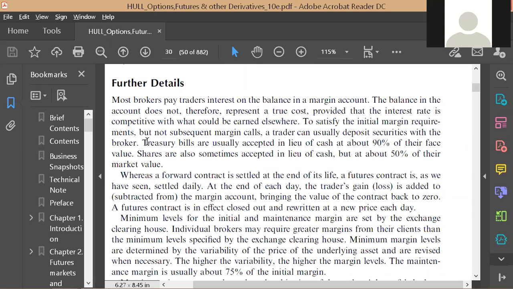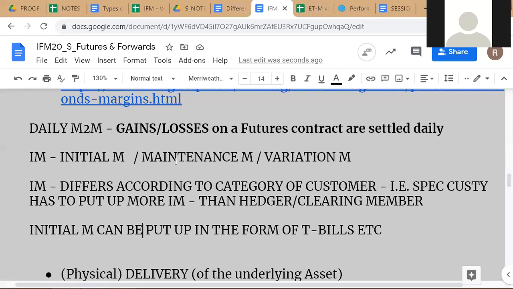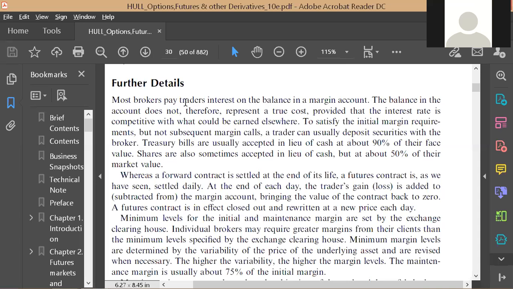If you put up T-bills worth $1 million, and I give you credit for 900,000 for that, that means I'm applying a 10% haircut. The T-bills are worth $1 million, but I'm recording that as only 900,000. So you can use interest-bearing instruments to put up margin, and that's why he's saying that brokers pay interest on the balance in a margin account.